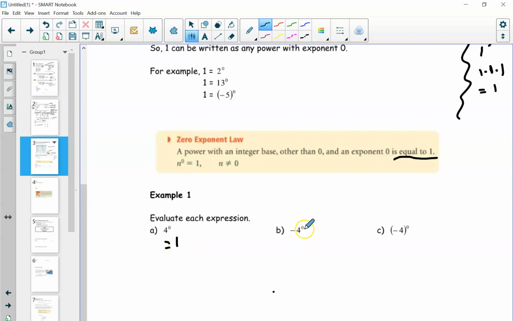Negative 4 to the power of 0. Now this one's a little different, okay? We got a negative sign and we don't have any brackets. So the 0 is only applied to the 4, which means we've still got that negative sign hanging out front, and 4 to the power of 0 is 1. So that one's actually negative 1. So that's the one you got to watch out for. Yeah, I'm just going to say watch out for these.